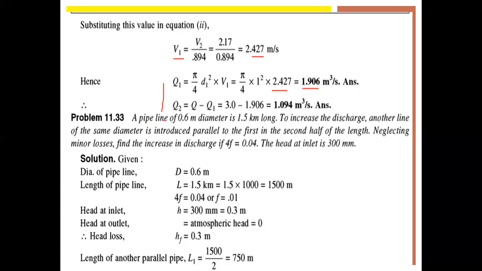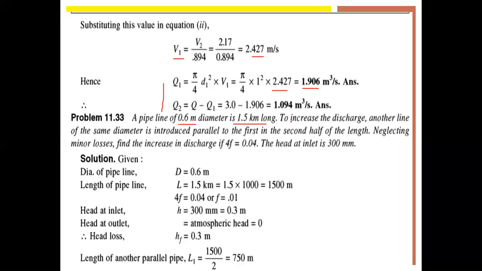A pipeline of 0.6 meters diameter. A pipeline ఎంత ఉంది, that is 0.6 meter diameter, is 1.5 kilometers long. So while studying the question, you keep the units in mind. So centimeters లో ఇచ్చాడా, meters లో ఇచ్చాడా, kilometers లో ఇచ్చాడా. So here it is given in kilometers. So what is the pipe length? 1.5 kilometer. And what is the diameter of the pipe? 0.6 meter.